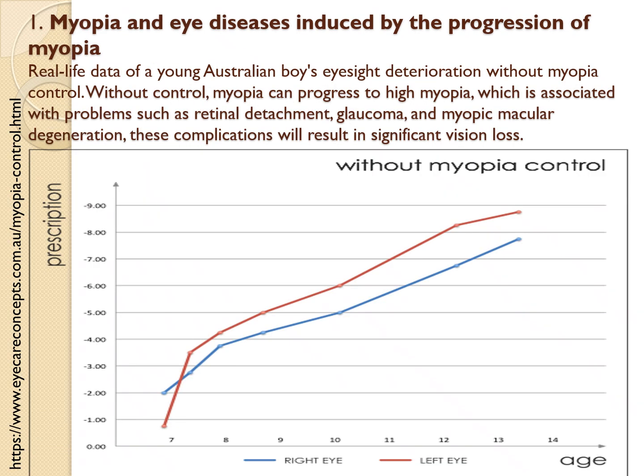Real-life data of a young Australian boy's eyesight deterioration without myopia control. Without control, myopia can progress to high myopia, which is associated with problems such as retinal detachment, glaucoma, and myopic macular degeneration. These complications will result in significant vision loss.